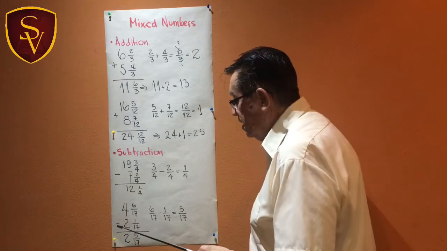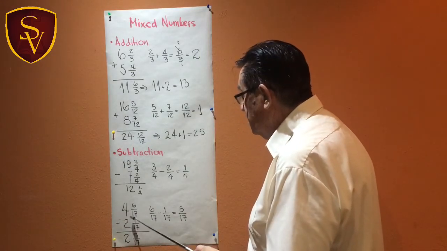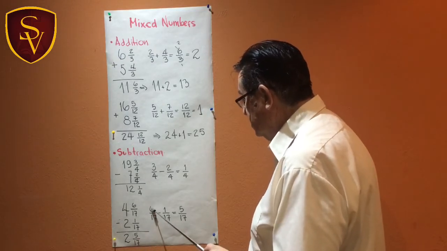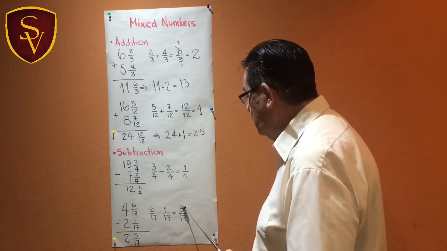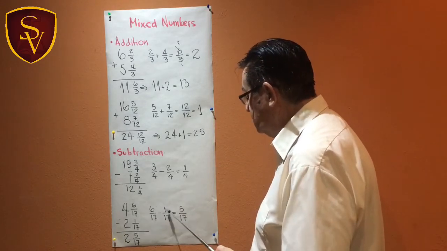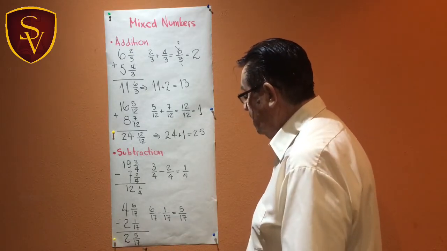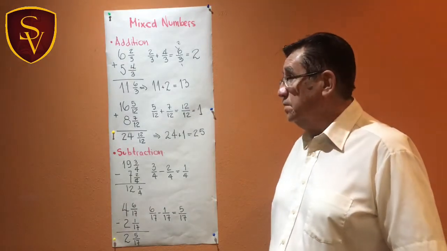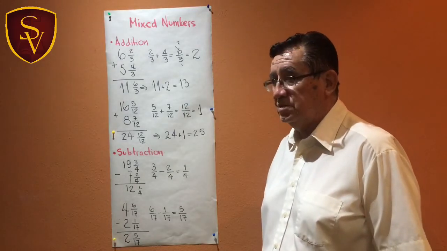Another example, we have 4 minus 2 equals 2 in the whole part, and we have these denominators common, and we have the answers. 6/17 minus 1/17 equals 5/17 because 6 minus 1 equals 5. The final answer then is going to be 2 5/17. That's the way we can do addition and subtraction of mixed numbers.